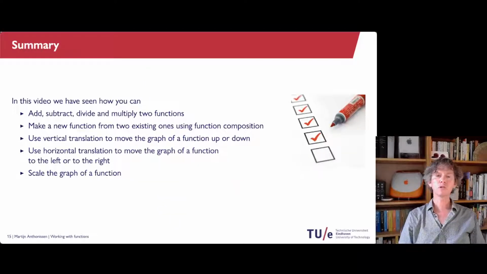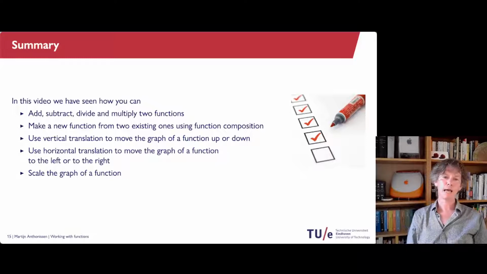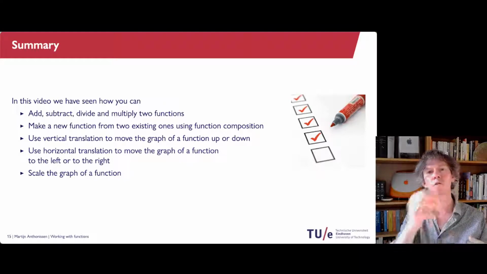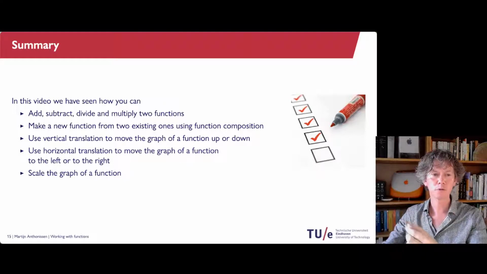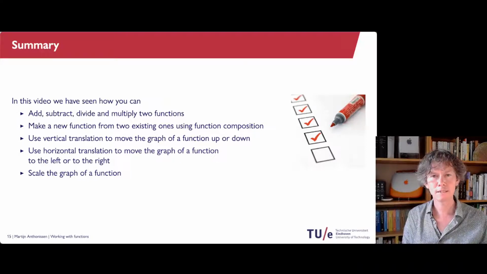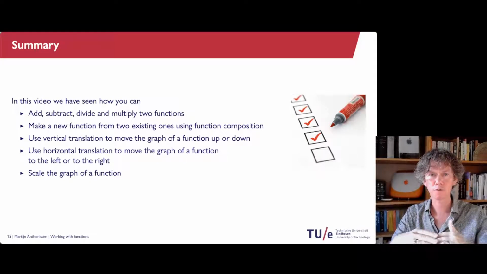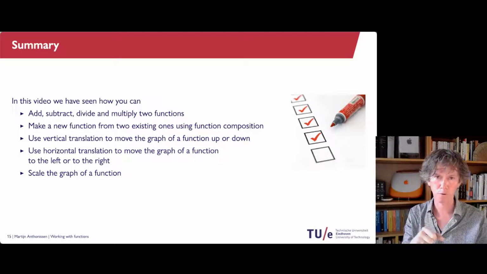So what have we seen? We have seen that if you have two functions, you can add, subtract, divide, or multiply them. If you divide, you should take care that you are not dividing by 0. We have looked at function composition, first doing one function, then applying another function to the result. And then we looked at these transformations. Vertical translation means that your function moves up or down. Horizontal translation, the function moves to the left or to the right. And scaling means that you're basically stretching either in the horizontal or in the vertical direction.